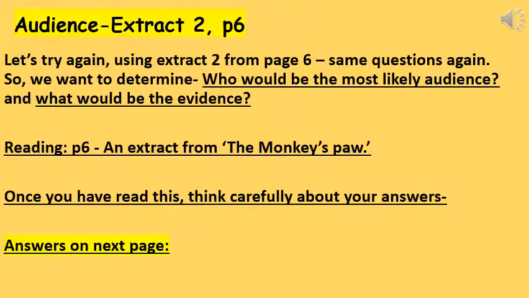Now we're still thinking about audience. We're going to try again using extract 2 from page 6. Same questions again. So we want to determine who would be the most likely audience and what would be the evidence for that. The extract is called The Monkey's Paw. Once you've read this, think carefully about your answers and you can check some answers on the next slide.